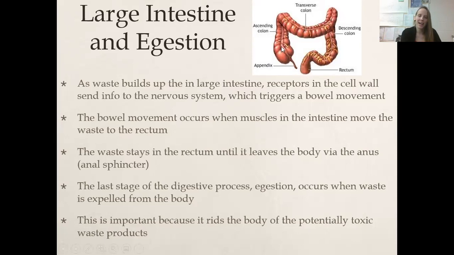So as the waste is moving up and across the large intestine, that's going to be where a lot of water absorption is happening. And then as it's moving back down the descending part of the colon, it's going to be signaling to your nervous system that a bowel movement needs to happen soon. That'll push the waste down into the rectum where it is stored until you actually go to the bathroom.